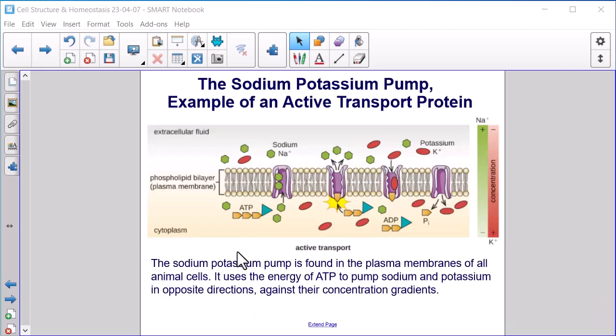The sodium-potassium pump, an example of an active transport protein. The sodium-potassium pump is found in the plasma membranes of all animal cells. It uses the energy of ATP to pump sodium and potassium in opposite directions against their concentration gradients.